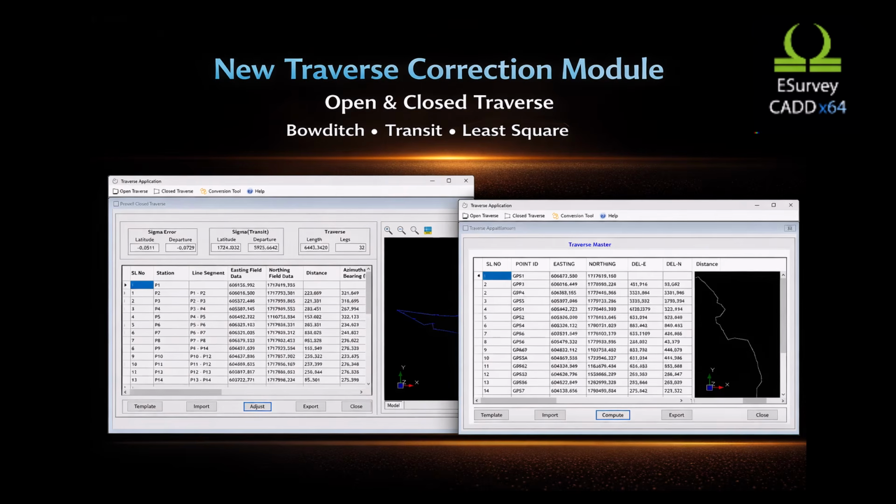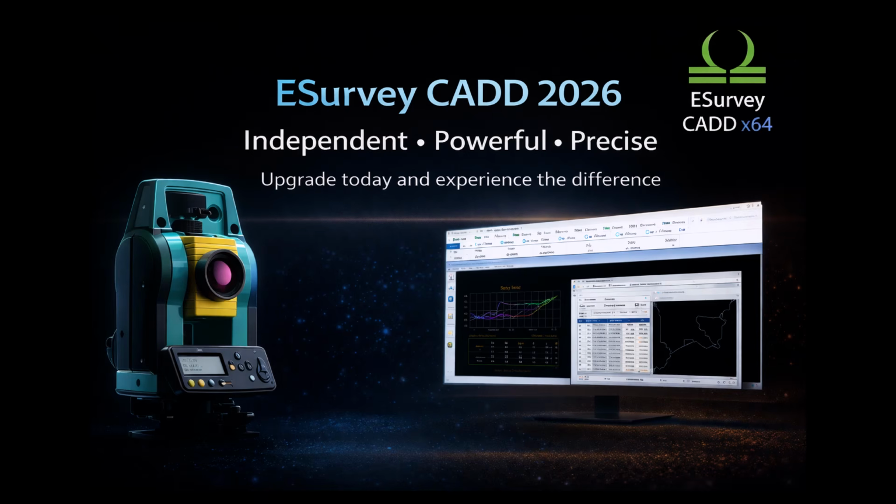It supports both open and closed traverses, with correction methods like Bowditch, Transit, and Least Square. That's ESurvey CAD 2026. More independence, more power, and more precision. Upgrade today and experience the difference.